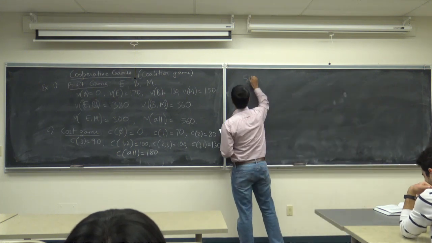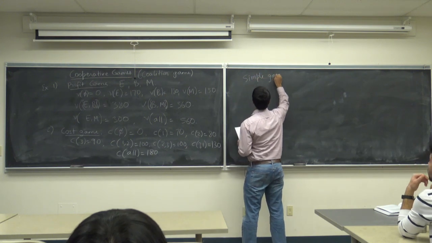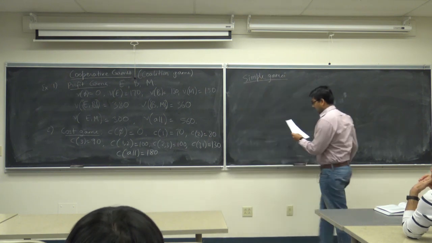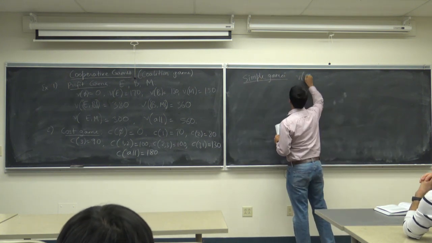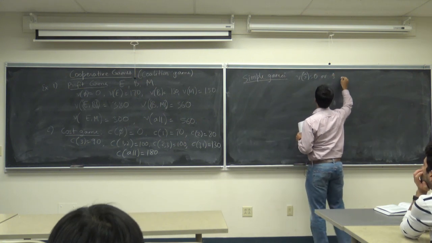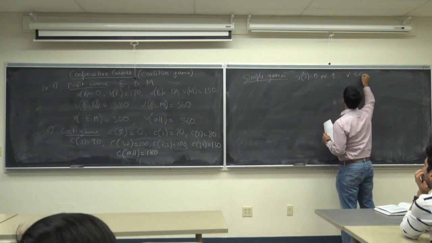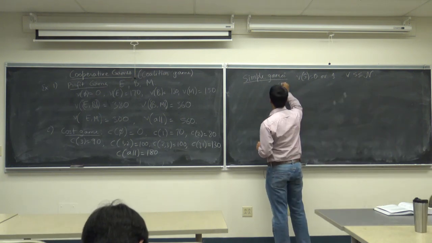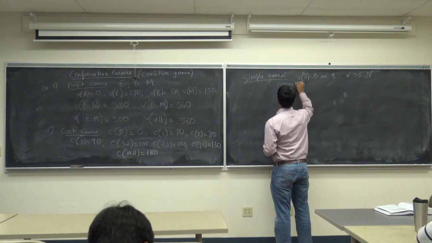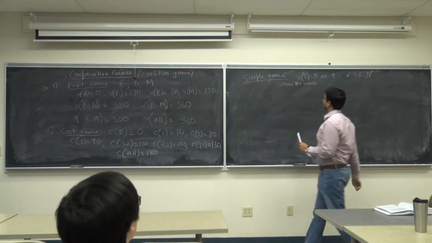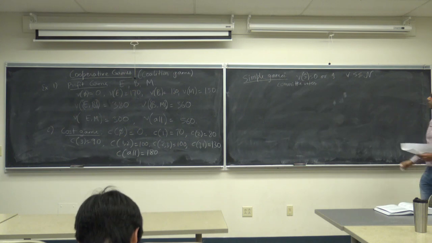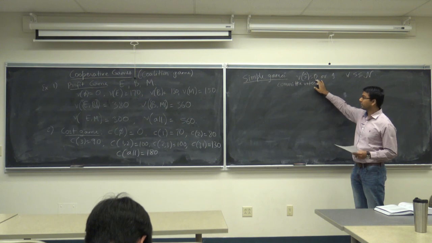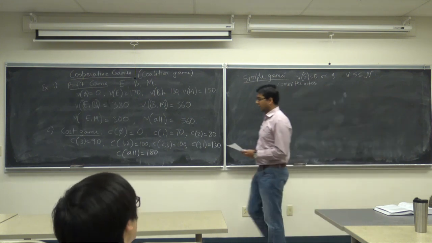Then there are simple games. In this case, V of S is equal to 0 or 1 for all S in N, S subset of N. And these are typically used in committee votes. Okay, so if majority have voted, then the value is equal to 1, and if majority haven't voted, then the value is going to be 0.